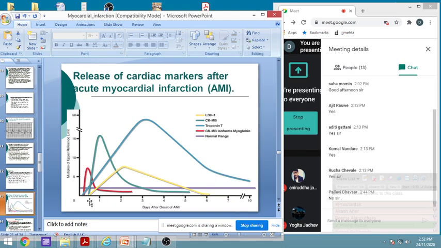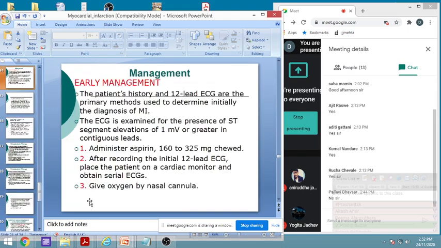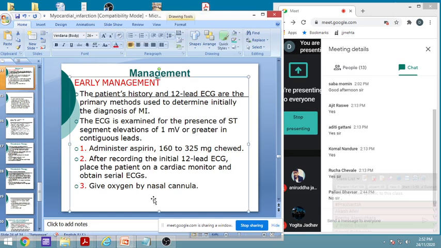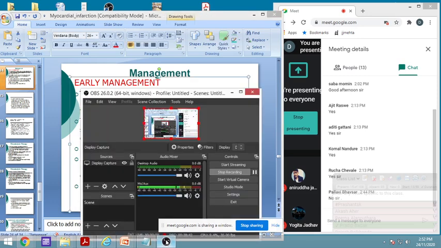So these are various markers, and they are very very important tools for myocardial infarction. So we'll go for this in the next class: how to manage it, what care we have to take, what drugs are used. This is the management of myocardial infarction. We'll go for this in our next class.